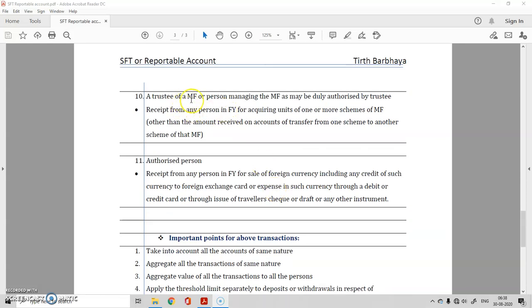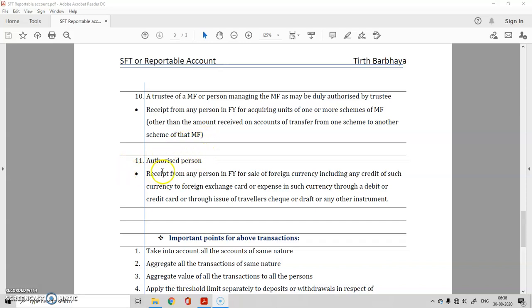A trustee of a mutual fund or a person managing the mutual fund as may be duly authorized by the trustee: receipt from any person in the financial year for acquiring units of one or more schemes of the mutual fund, other than the amount received on account of transfer from one scheme to another scheme of that mutual fund.